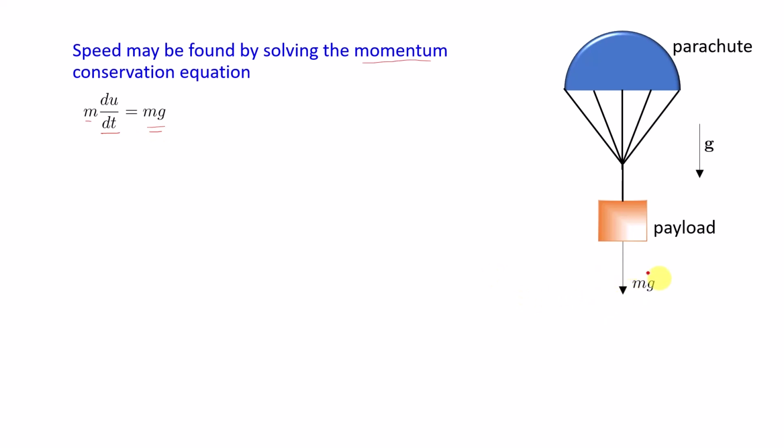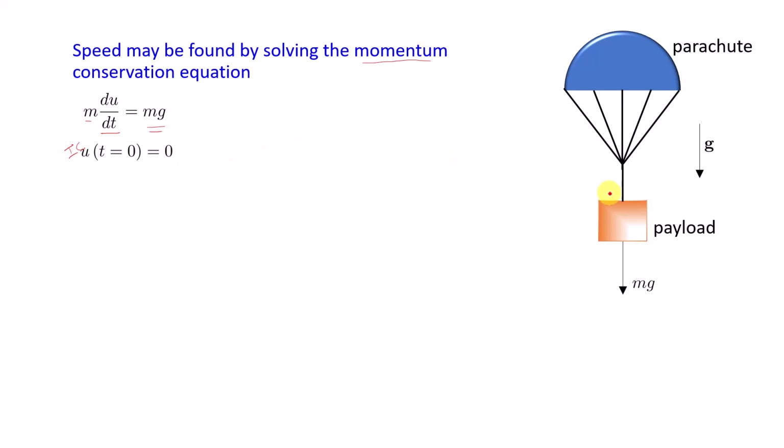The payload is falling due to the action of gravity. That is why this mg force is coming. You can see that this is a differential equation. This is not an algebraic equation. So the solution of this time-dependent differential equation will require an initial condition. And we take that initial condition, that is u at t equals 0 equals 0.